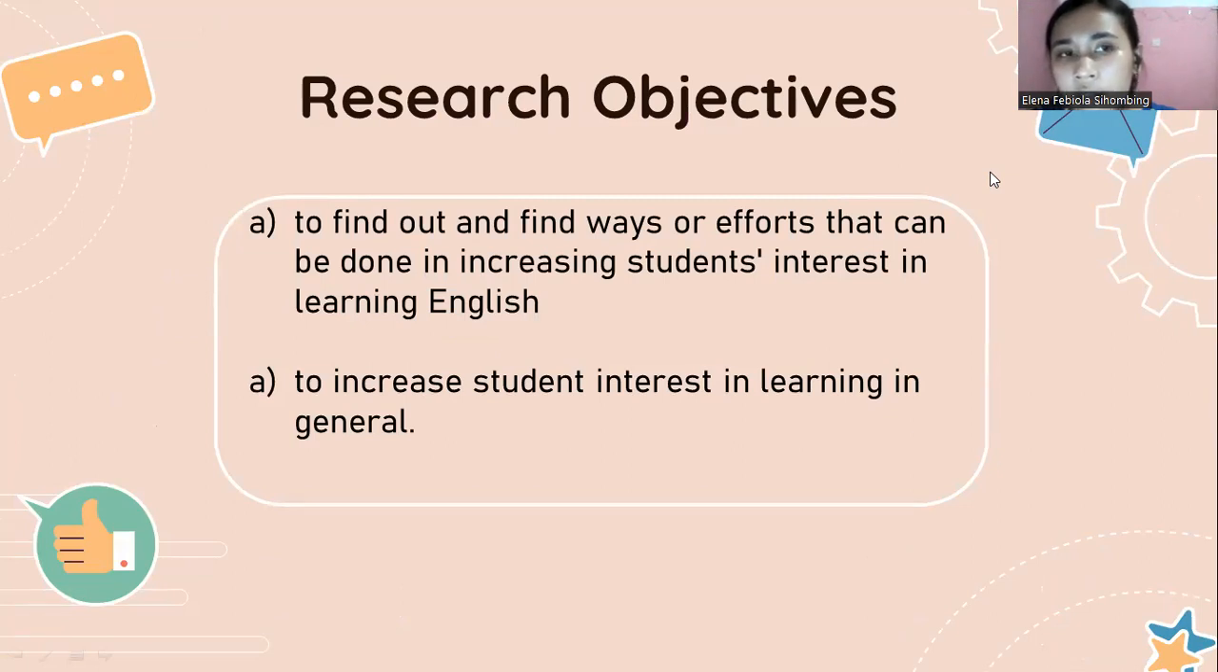Okay, so there is the purpose, and we call it the research objective in this research. The first is to find out ways or efforts that can be done in increasing students' interest in learning English. Second is to increase student interest in learning in general. So based on these objectives, I hope the result of this study is ultimately intended to provide and expand information to readers on how to increase students' interest in learning in general.